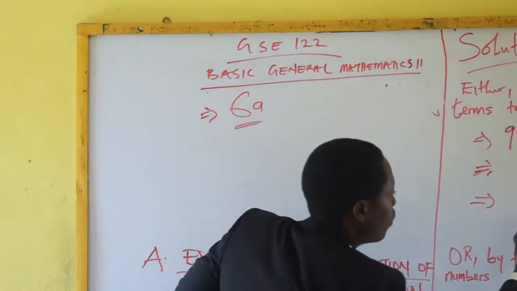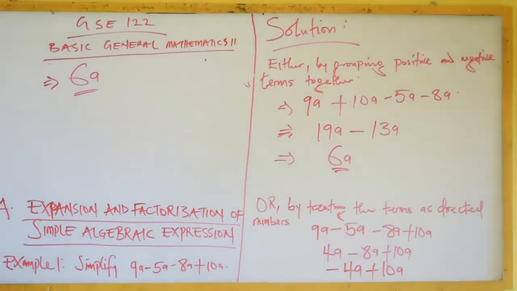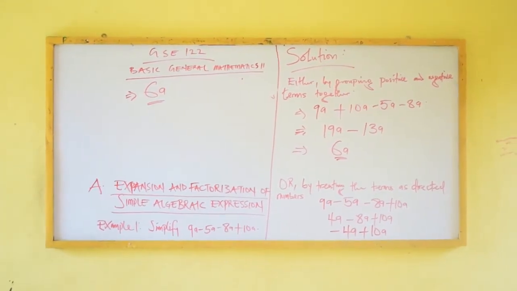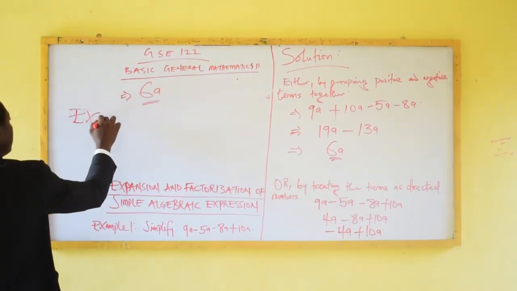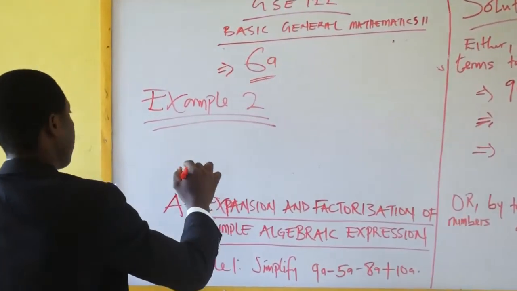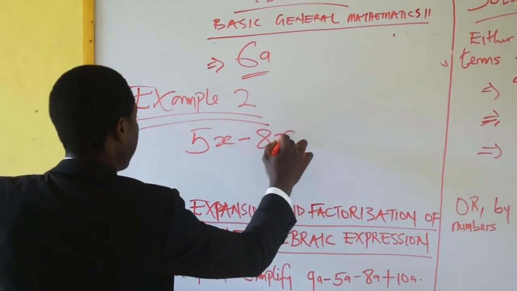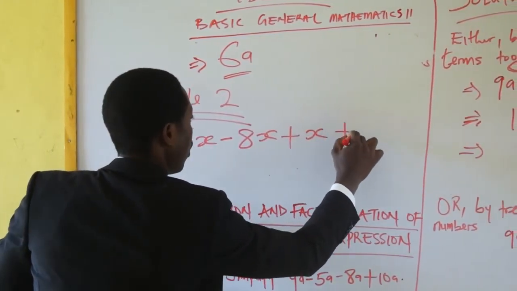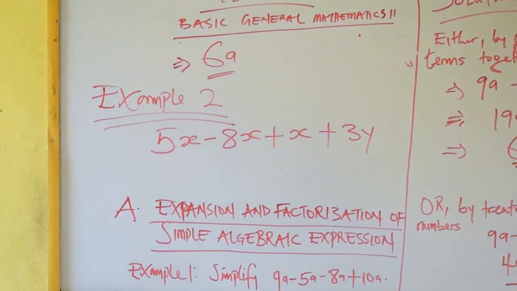And that is the final answer for that. The same thing with what we had there. I think there's no problem with that. Very good. So from that junction, let's take a look at this very, very simple example. Call it example number 2. Example 2: 5x minus 8x plus x plus 3y.